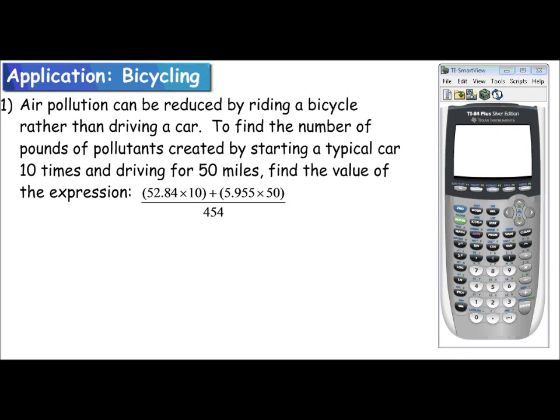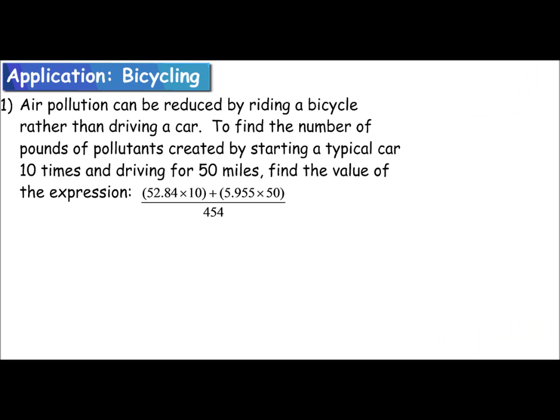So the following examples are application problems we'll be doing with our order of operations. So let's read the story problem first. Air pollution can be reduced by riding a bicycle rather than driving a car. Define the number of pounds of pollutants created by starting a typical car 10 times and driving 50 miles.